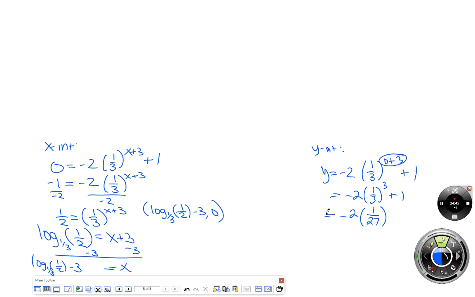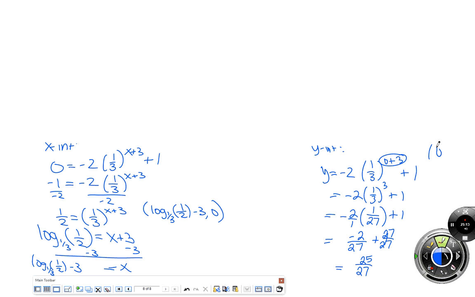Then negative 2 times 1 over 27. It'll be a negative 2 in the numerator and a 27 in the denominator when we multiply across tops and bottoms. And I have to add that with 1. Again, I want to rewrite 1 with a common denominator, so I'm going to think of it as 27 over 27. So 27 is my denominator and 25 is my numerator. Okay? So that means my y-intercept comes out looking like that fraction.